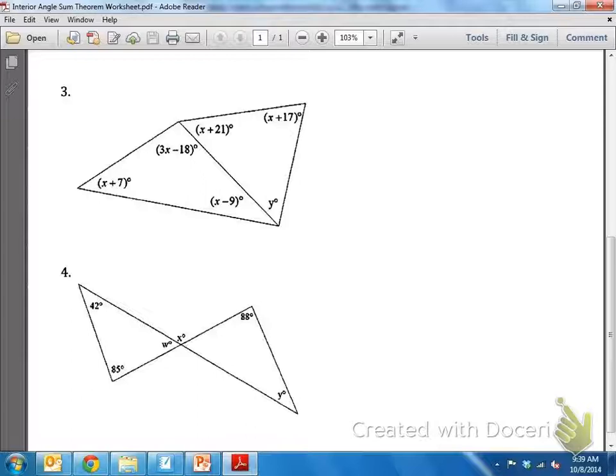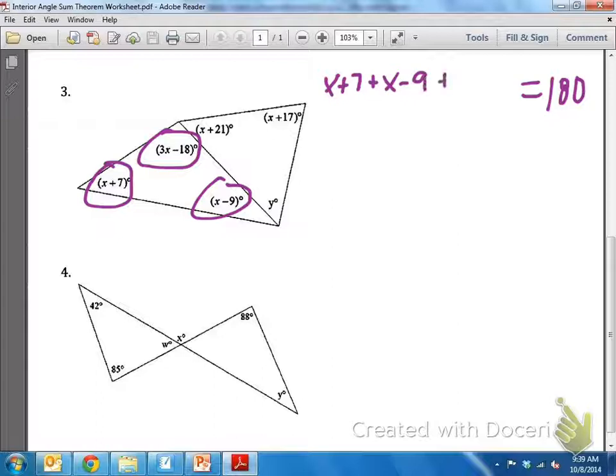Well, all three of these angles we just talked about will add up to give me 180 degrees. So what I'm going to do is create an equation where I add all these angles together. So I'm going to have x plus 7 plus x minus 9 plus 3x minus 18, and all those added together give me 180. So now this is just like an equation that we've dealt with before, where we have to combine like terms and get the variable by itself.